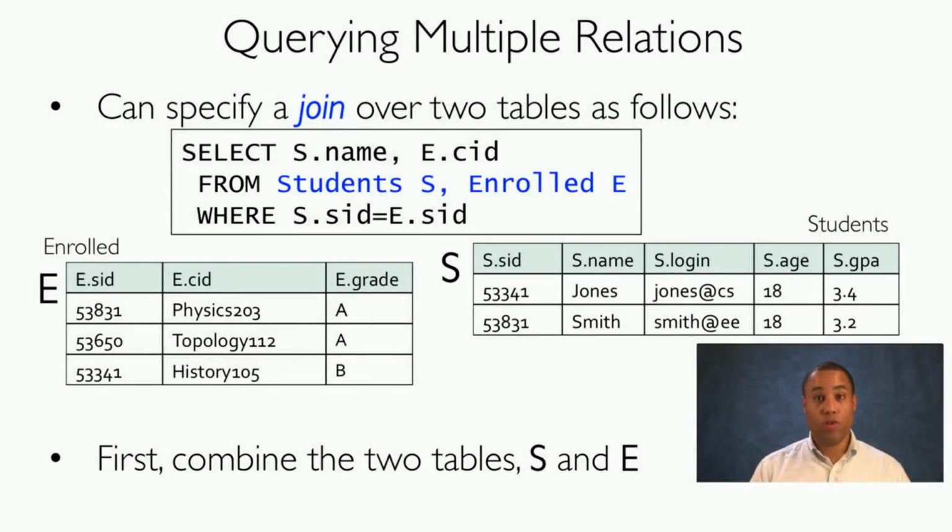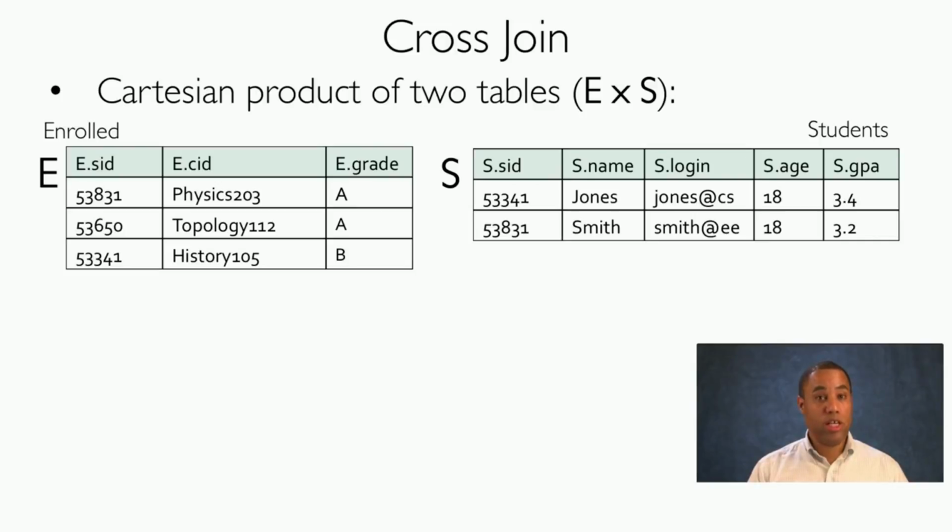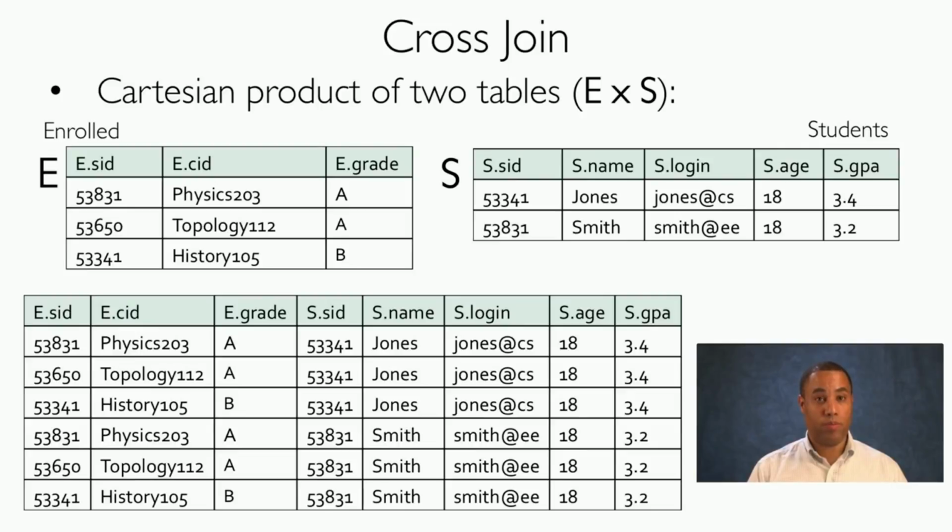We can specify a join over two tables as follows. We have the tables enrolled E and students S, and we perform the following query: select s.name and e.cid from students S and enrolled E, where s.sid equals e.sid. Now, the first thing that the system is going to do is to combine the two tables S and E. It's going to do this by performing a Cartesian product of the two tables. It'll do this by taking all of the rows from E and combining them with all of the rows from S. We will end up with the following table.